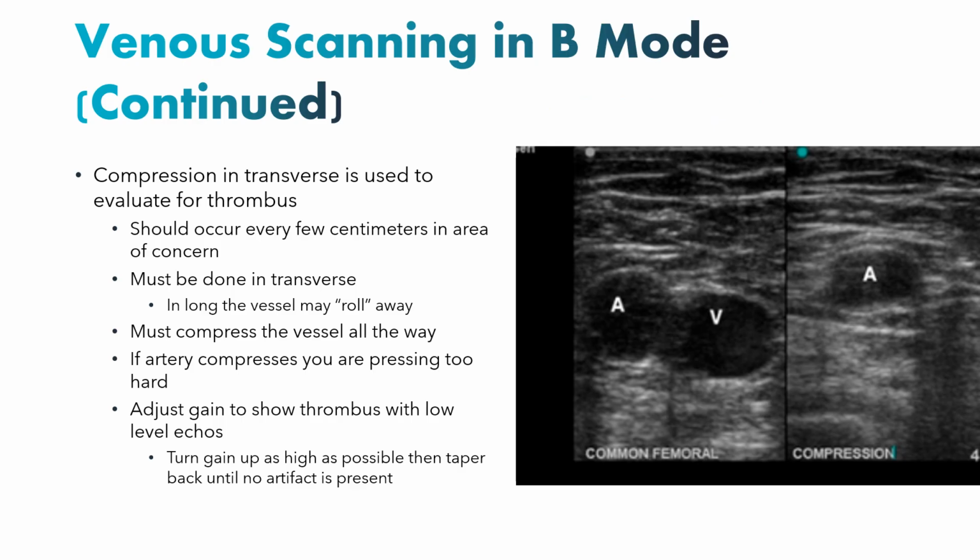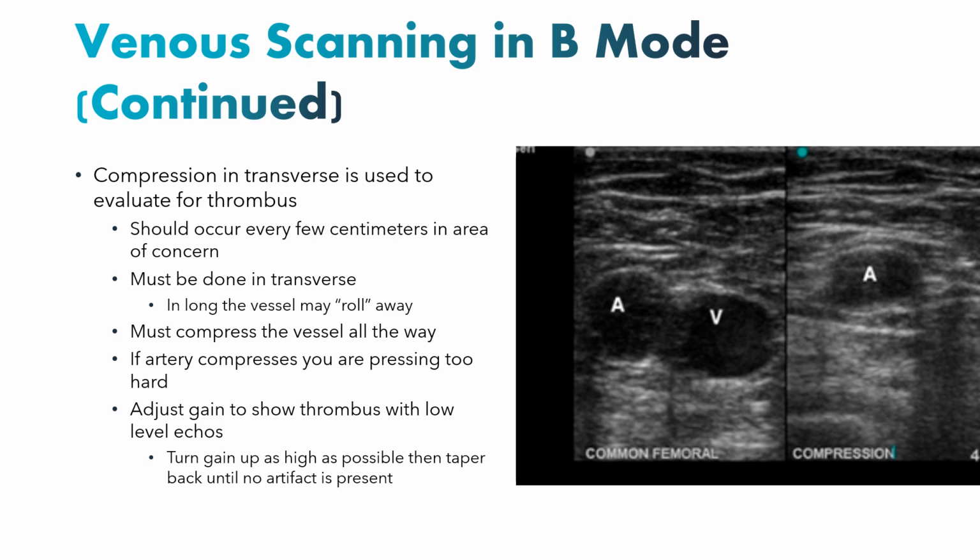So when we're scanning the venous system in B mode, like I said, you're going to be looking in long and trying to make sure that your gain is set appropriately so that you could identify any low-level echoes that might indicate a thrombus. But we're really going to help identify those thrombi when we are looking in transverse with compression. So when we have an area we're looking for thrombus in, we are going to move the probe every couple centimeters and compress. The vein should compress, the artery should stay open. If we start to distort the artery in trying to get that venous compression, it probably means we're pushing too hard and that vein is not compressing for a reason.